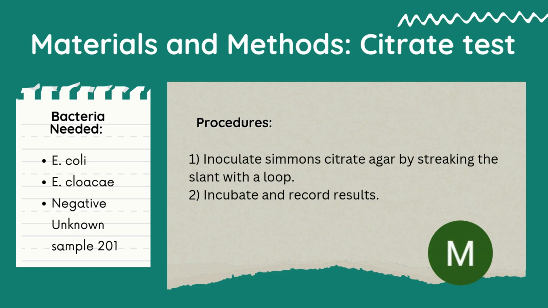For the citrate test, we used E. coli, E. cloacae, and our negative gram sample unknown 201. The procedure for this test was just to inoculate the citrate agar by streaking the slant with a loop. Then we left it to incubate for a few days and then we recorded the results.